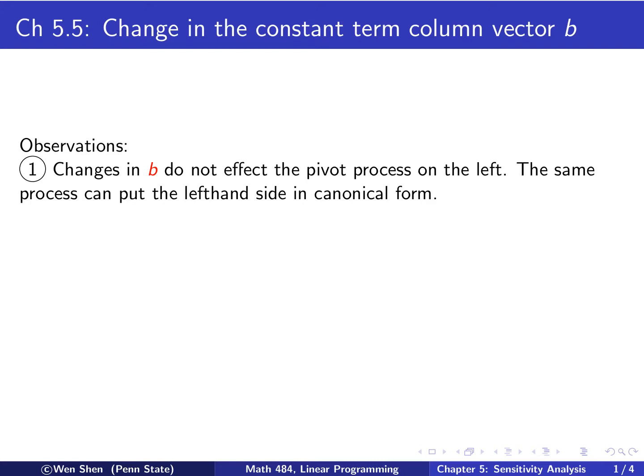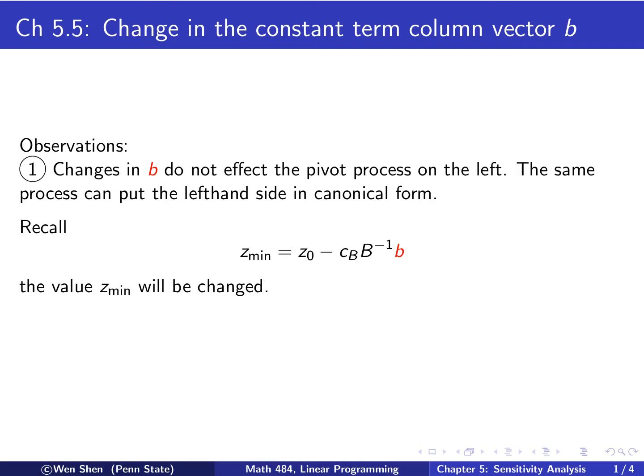Okay, so we begin with making an observation. First, if we change this B, this actually does not affect the pivot process on the left. We can go through the same pivot process and we can put the left-hand side in the canonical form.